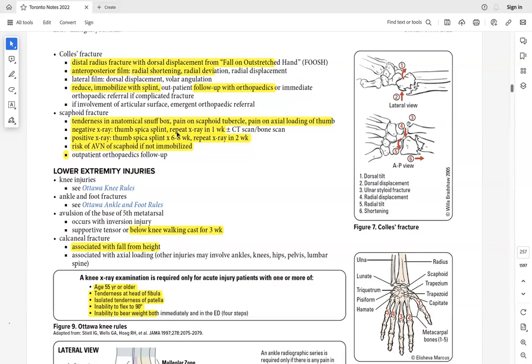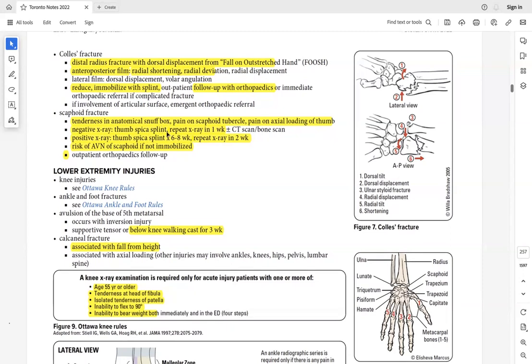X-ray is negative. What is the next step? We have to put on a thumb spica splint. If we are suspecting scaphoid fracture, just put a thumb spica splint, and then repeat the X-ray. If it is negative, we will repeat it after 1 week. If it is positive, we repeat it after 2 weeks. But mostly they will give you that it is negative. They won't give you any findings, and they will ask you what is next.